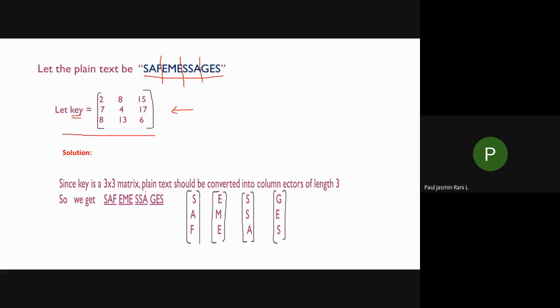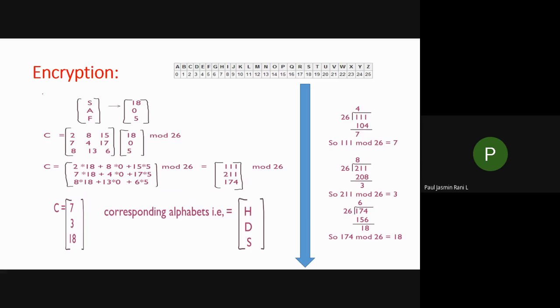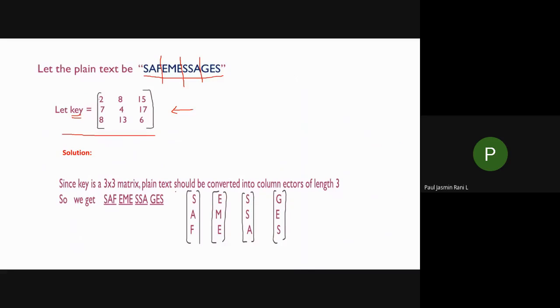After that, let us take your first text. This is your first plain text, this is your second, this is your third, and this is your fourth. When you know how to do the first one, SAF, you can easily convert the other plain texts into cipher text too. So let us concentrate on your first plain text, SAF.